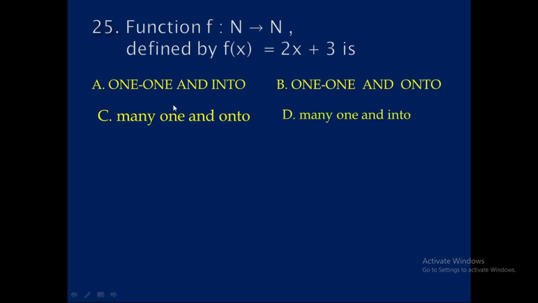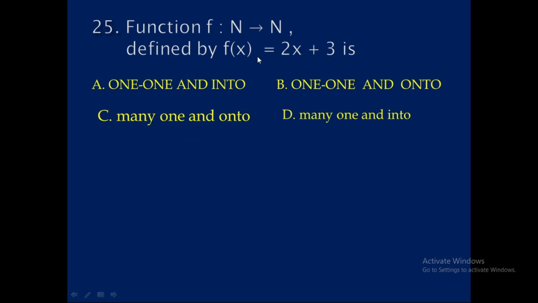Here remember: into means it is not onto, and the function is said to be an into function. Many-one means it is not a one-one function, so many-one means not one-one. One-one and into means one-one but not onto. Here, verify just one-one and onto.